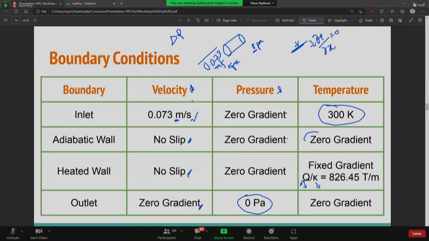So that's why I've written Q by K here. That is dT by dx, fixed gradient. This gradient is of temperature. That is dT by dK. Okay. Now, the inlet temperature is 300 Kelvin, and at the adiabatic wall, we're providing zero gradient. And at the heated wall, we're giving a fixed gradient boundary condition, which is being derived from the heat flux and the thermal conductivity, which I just showed you. And we have zero gradient at the outlet.